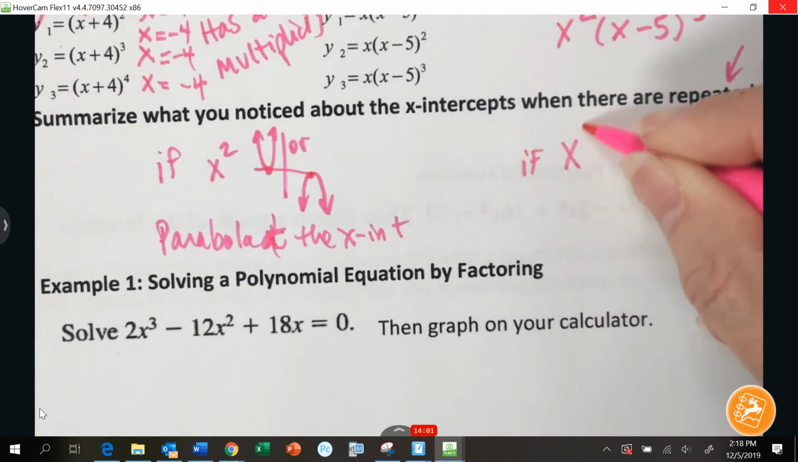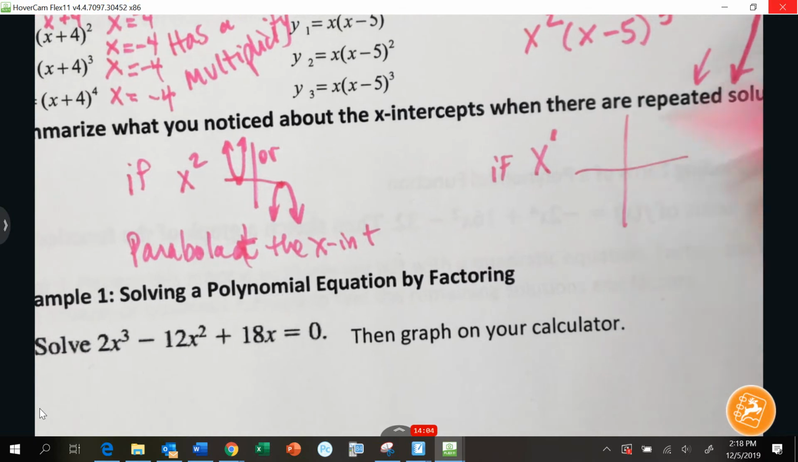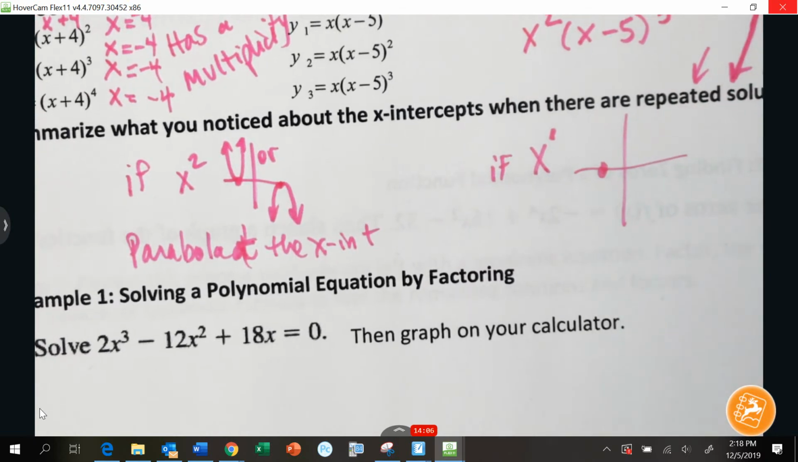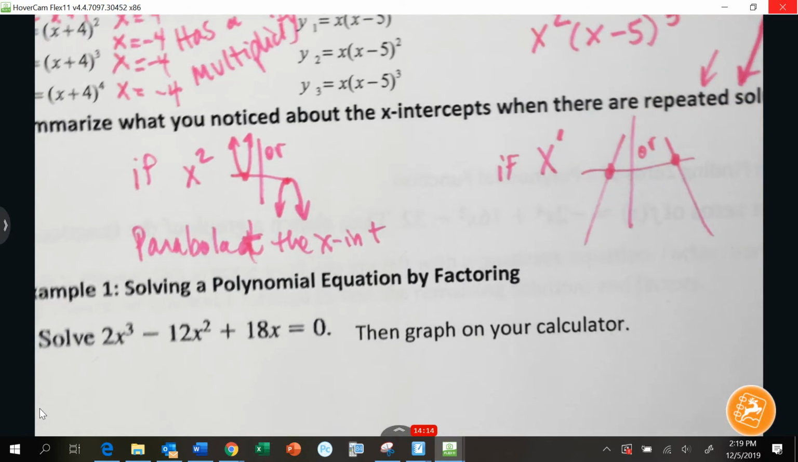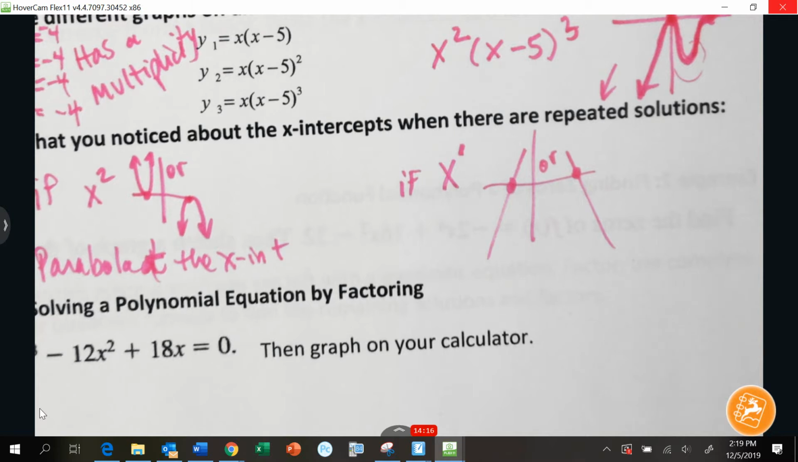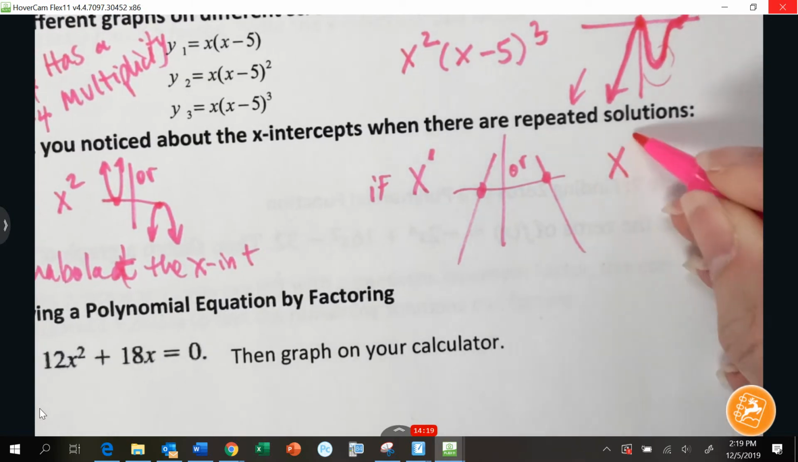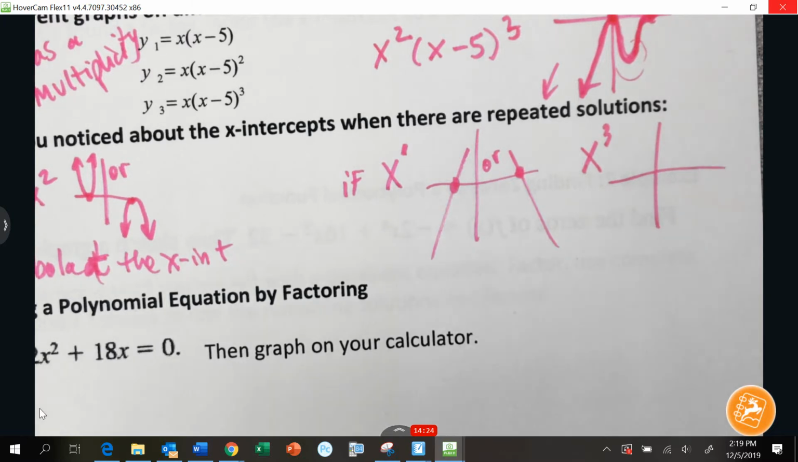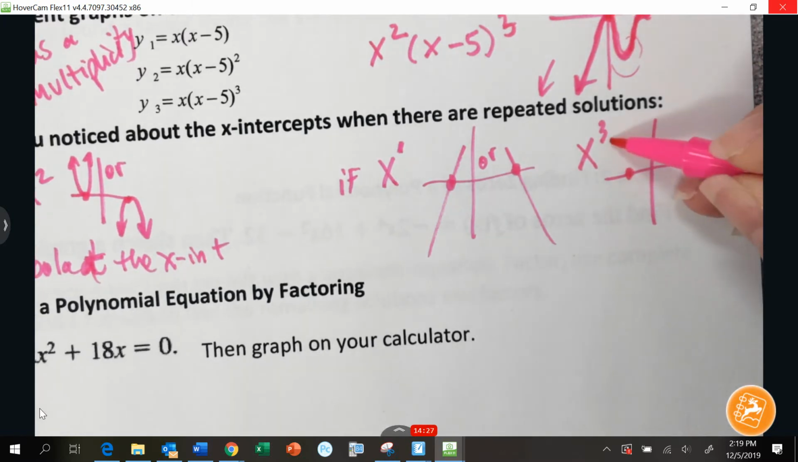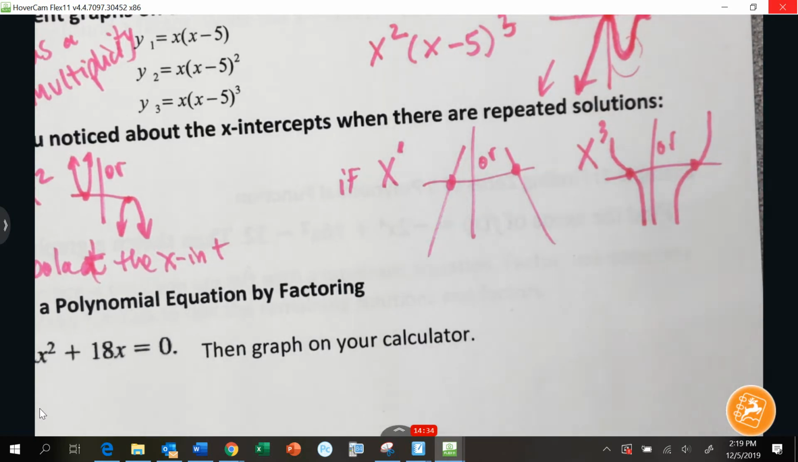If it is x to the first, what does it look like at the x-intercept? It looks like a line, but it also could be going the other way. So it's x to the first, it looks like a line at that x-intercept. But what if we have a cubic amount of x factors, the same factors? Then at that x-intercept, it's going to look like a cubic, or could be this way. But that's the behavior that happens at the x-intercept when we have multiple of them.